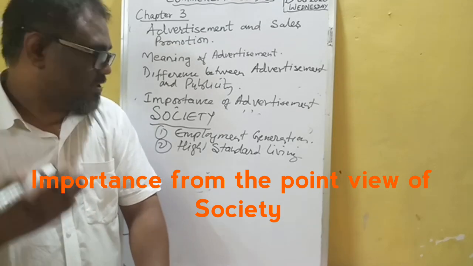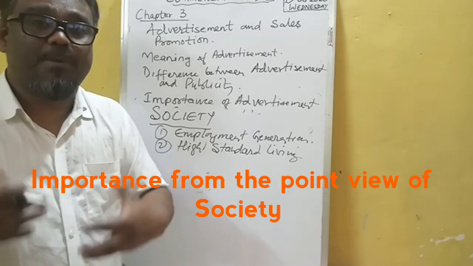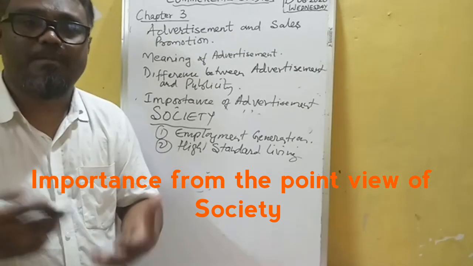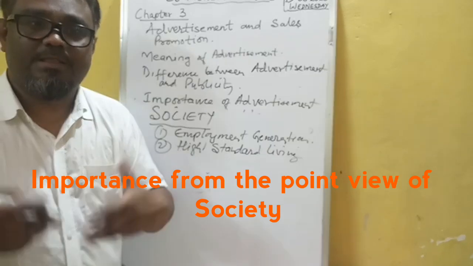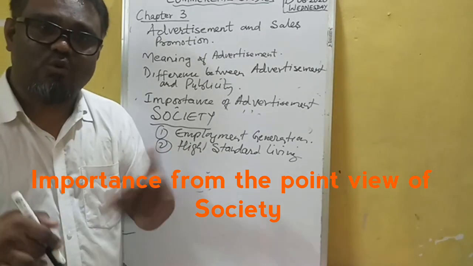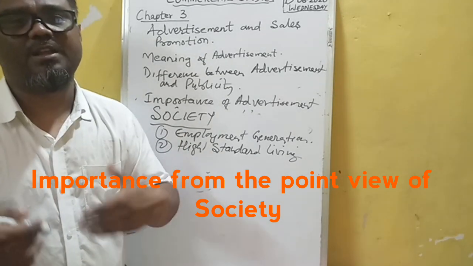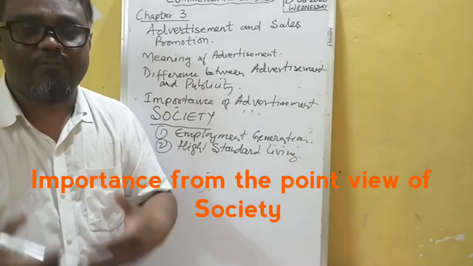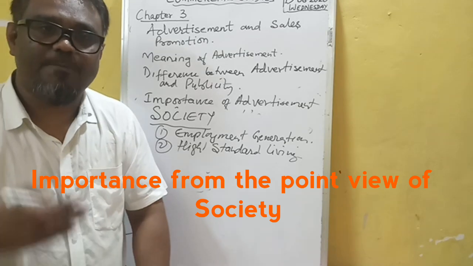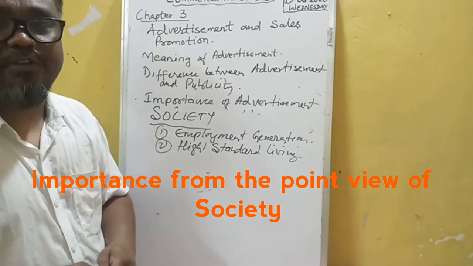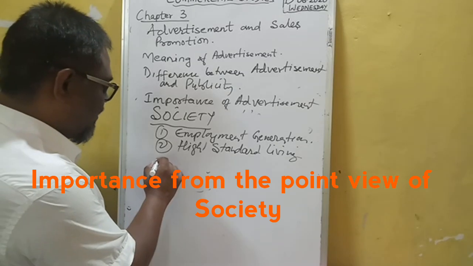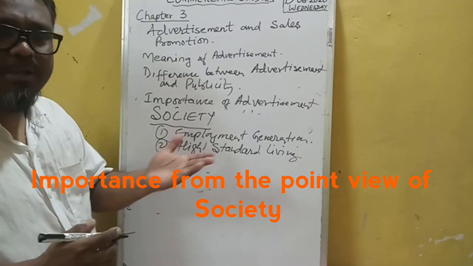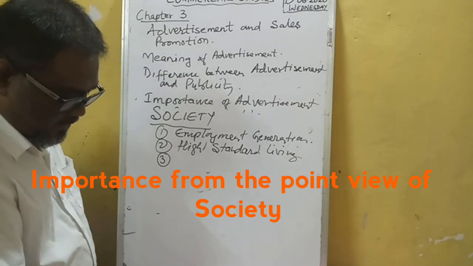Number one, first is high living standard. People's life will be very comfortable, because people start earning money. They are getting good quality goods at a cheaper price, and whatever goods they want, they get. So their life will be comfortable, even luxurious. So definitely the society will lead a high standard life.